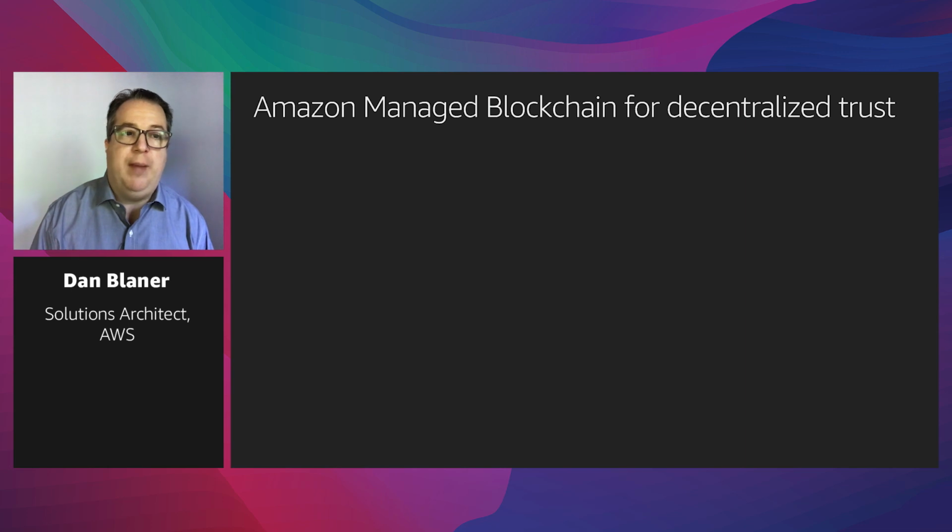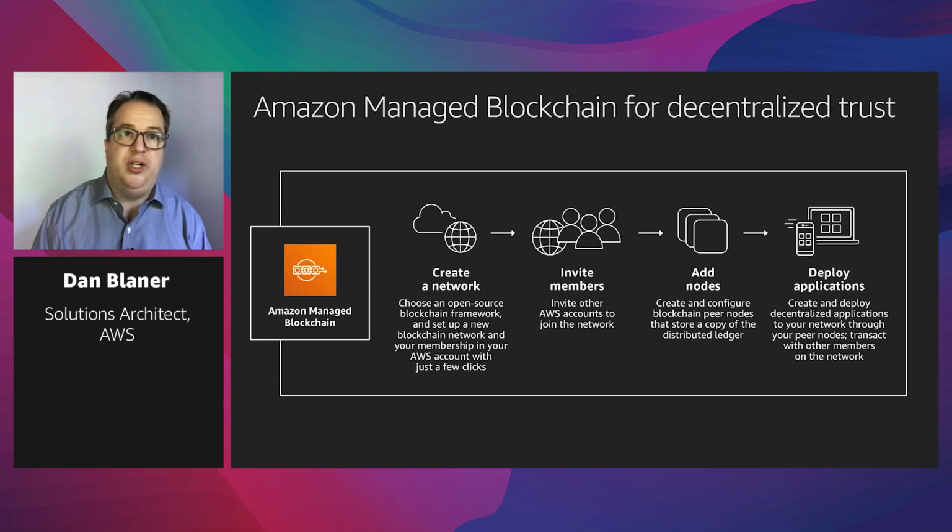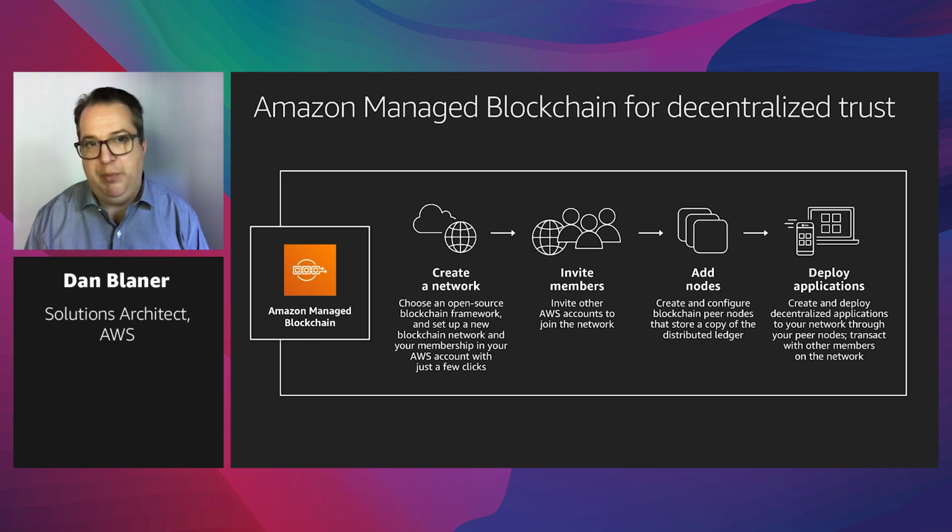Setting up a blockchain network with Amazon Managed Blockchain for decentralized trust is easy. You create your network, invite members, add nodes, and then deploy your applications.